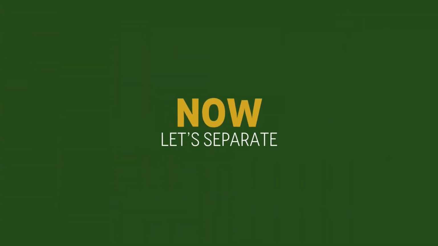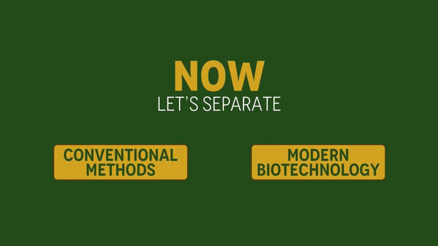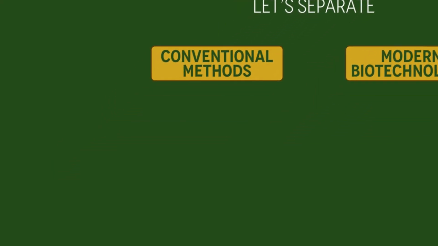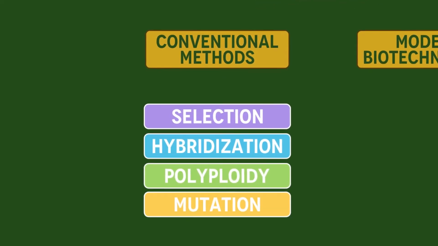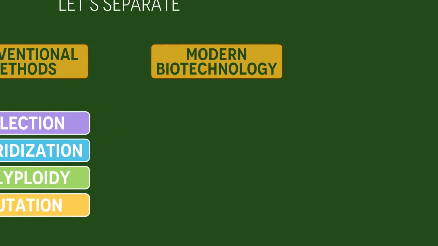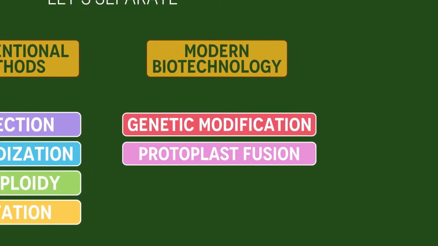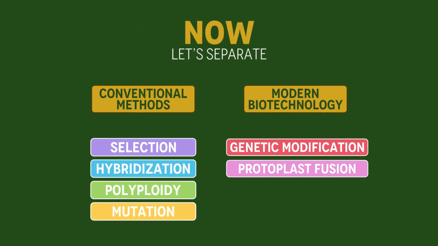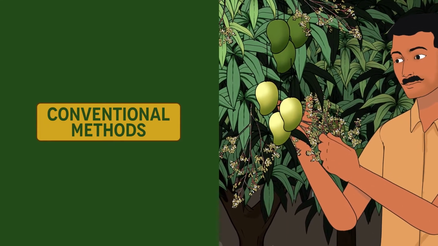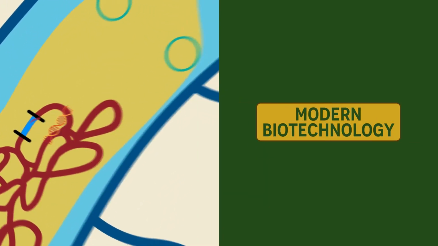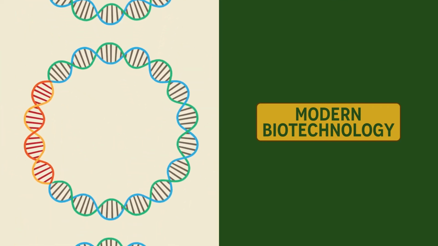Now, let's separate conventional methods from methods of modern biotechnology. Conventional methods include selection, hybridization, polyploidy, mutation. Modern biotechnology methods include genetic modification, protoplast fusion. Conventional breeding is limited to exchanges between the same or very closely related species. Modern biotechnology allows the direct transfer of one or just a few genes between unrelated organisms.